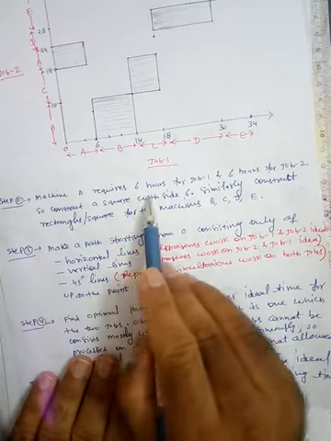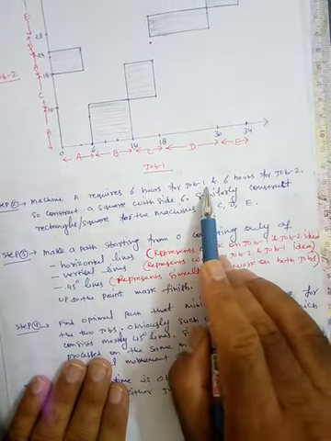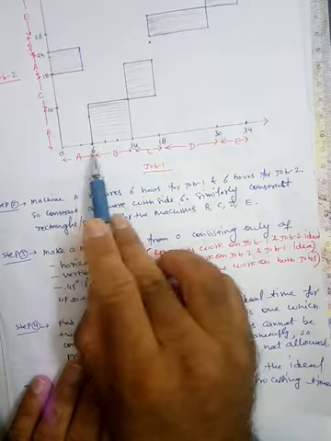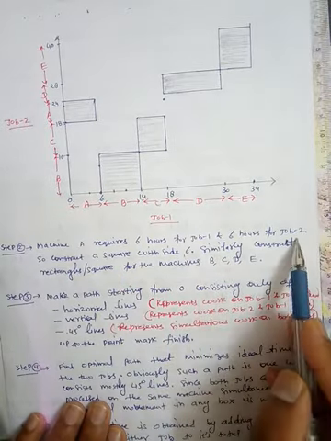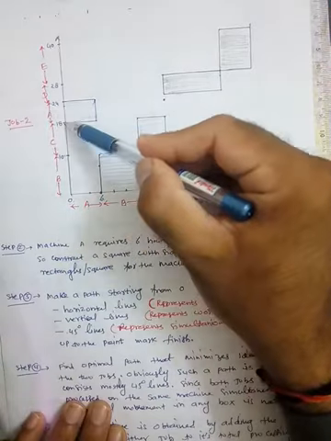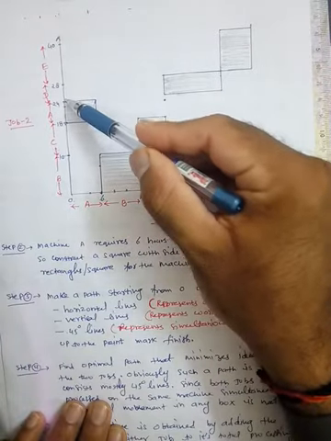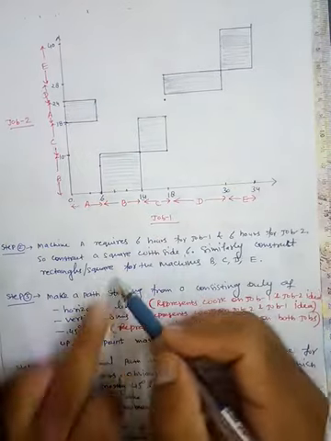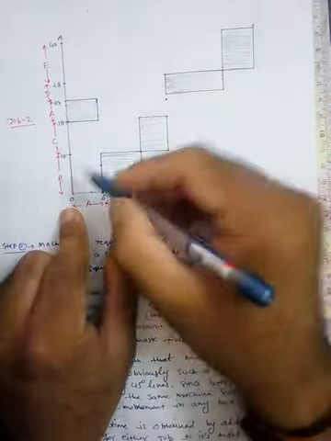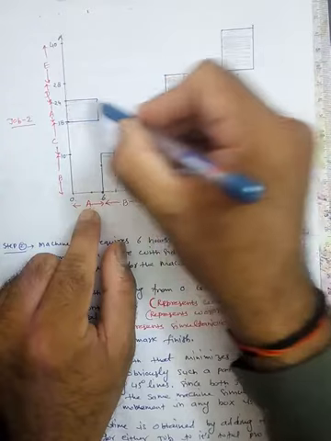Machine A requires 6 hours for job 1. Here 6 hours. And 6 hours for job 2. Here is A. Total duration is 6 hours. 24 minus 18 is 6 hours. Fine. So now construct the box. So just A is here. So construct this box.